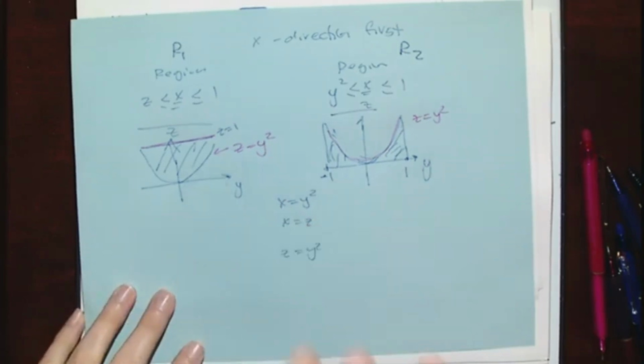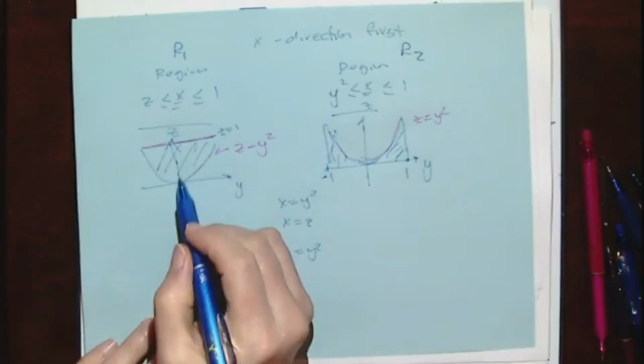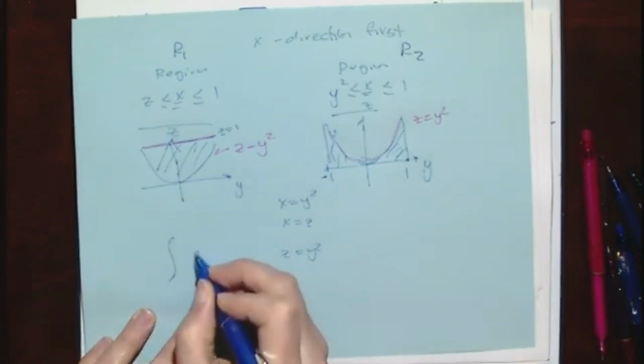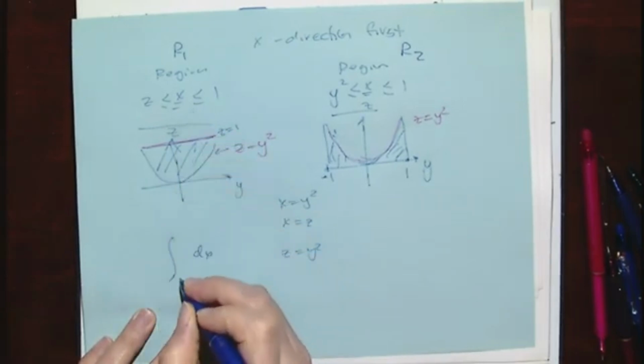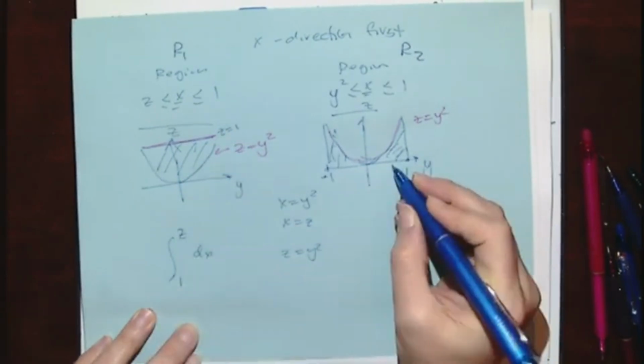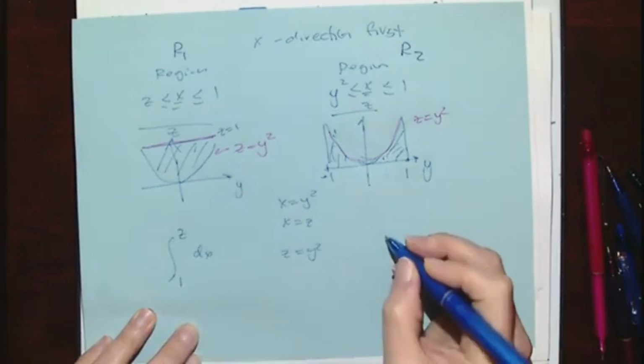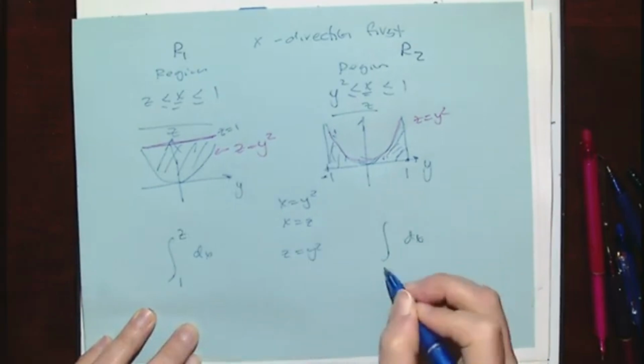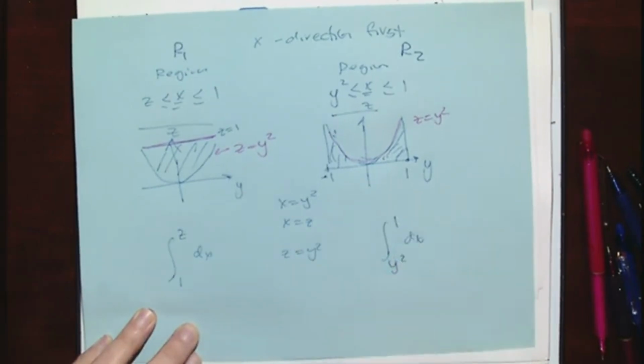So now, I set this up. The most inner is that one. How do I set up the two outer ones? The most inner is the dx. X goes from 1 to z. The most inner for this region is dx. It runs from y squared to 1. Oh, did I switch?